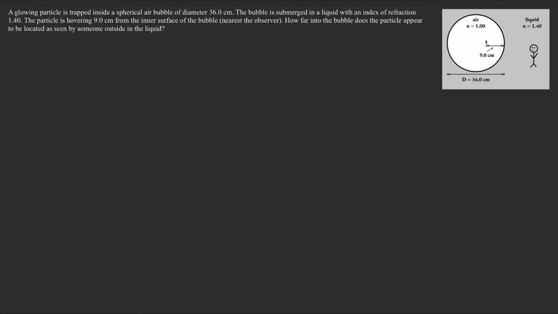So the first thing we want to do is write our equation down. We want N1 over dO plus N2 over dI, that's equal to N2 minus N1 over plus or minus R. Okay, so now, again, like we did earlier, we're going to write down the things that we know. We know N1 is the index of refraction where the object starts. In this case, our object starts in air, so it's going to be 1. N2 is the index of refraction where the light ends, which is liquid, which is going to be 1.4.